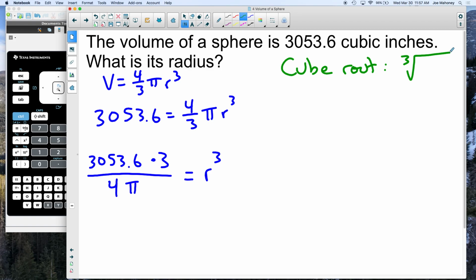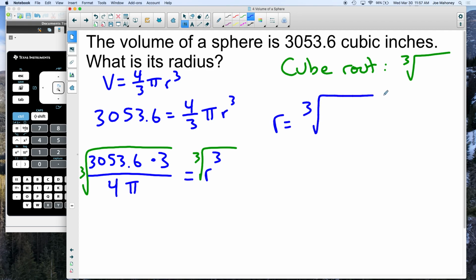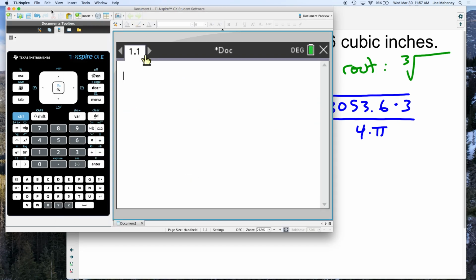So I'm going to take the cube root of both sides of this. Let's see if I can squeeze in a cube root there. There we go. And that's going to mean then that my radius is equal to the cube root of whatever 3053.6 multiplied by 3, all divided by 4 pi, whatever all that is. And that's why I've got my graphing calculator out, to show you how to type all that in. So let's go over here to the graphing calculator and see how we can do with that.